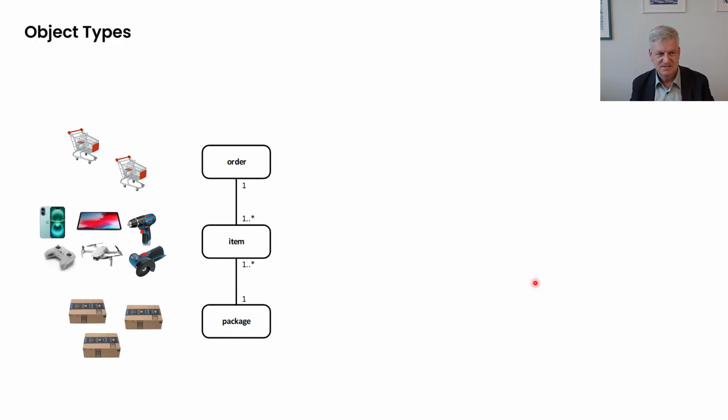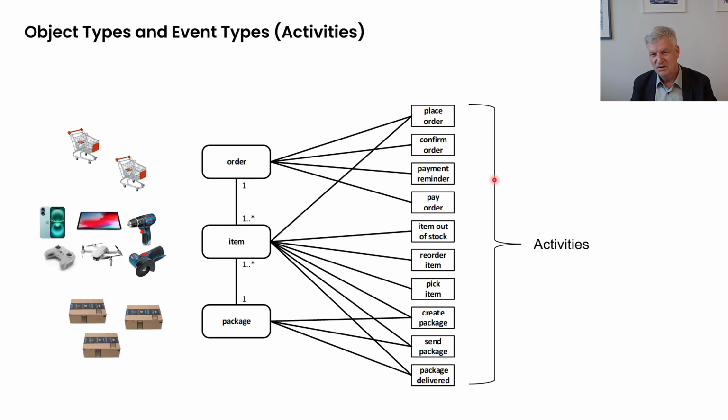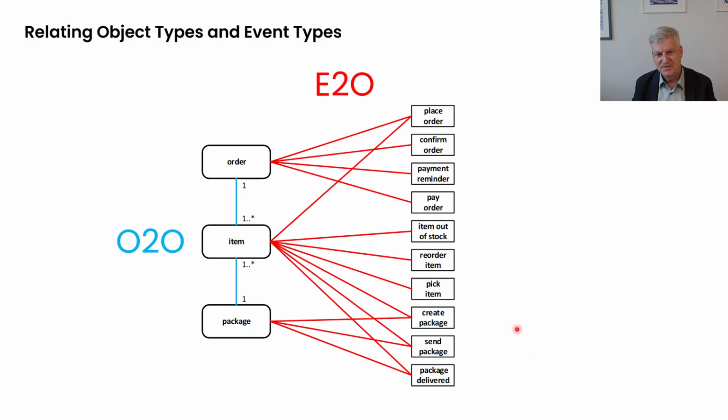So this is reality, right? So we talk about object types. In this example, we have orders, items, and packages. We had 2 orders, 6 items, and 3 packages. We also have activities, like place order, pay the order, pick the item from the warehouse, reorder it if it's not in stock, and in the end there are things like delivering the package. Note that this is a highly simplified example showing the concept of object-centric event data.